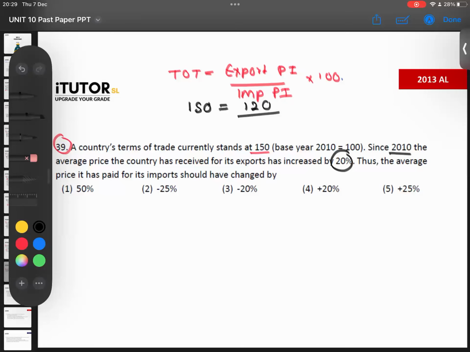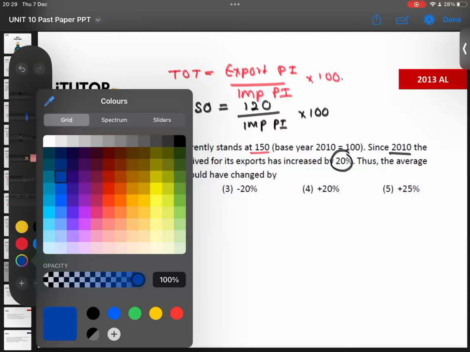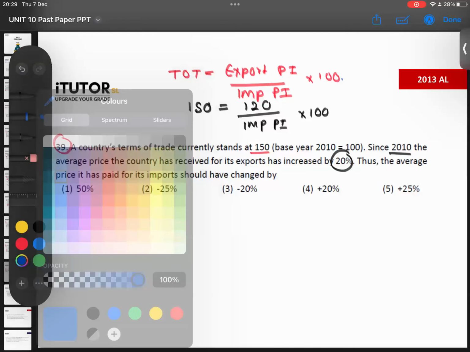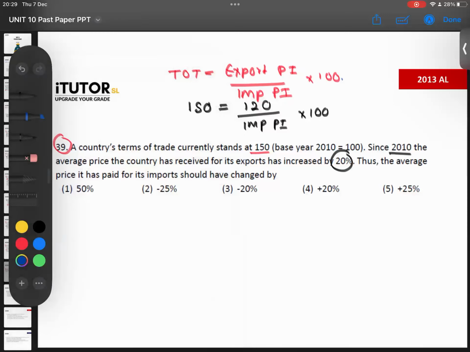And they're asking you what would have happened to import prices. So can you work around and tell me how much is my import price index? Do the maths and tell me. 150 is equal to 120 divided by import price index into 100. Do I get 80? How much do you get? So when you work things around, Lamai, you get import price index equals 80.